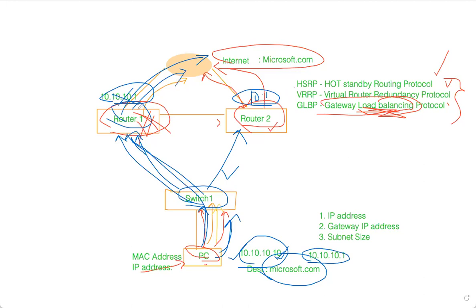But what if router 1 goes down? Is it solving my problem of having a backup router, guys? Is it solving it or not? No, it is not solving it, because I manually configured PC1 going to switch 1 and switch 1 going to router 1, and if router 1 fails, my traffic is lost. I don't have redundancy working here.